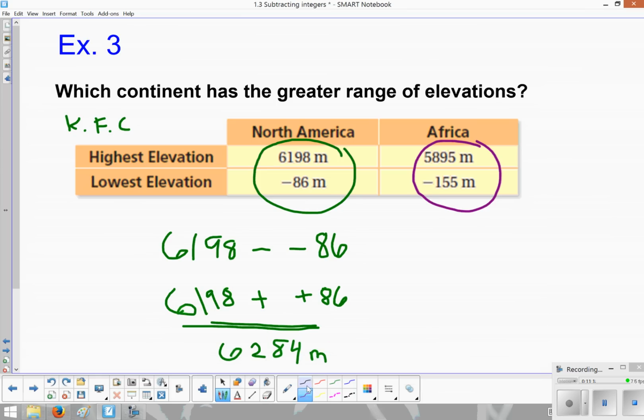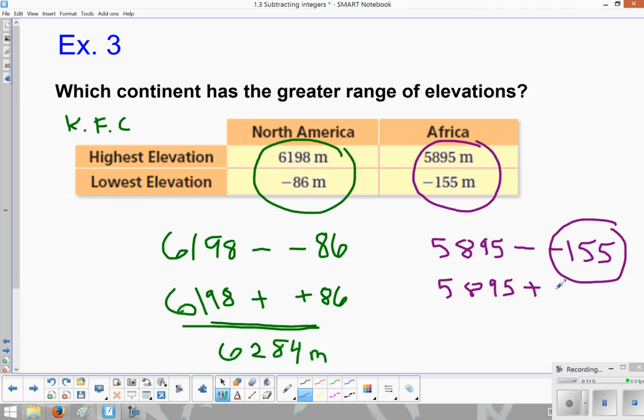Let's go ahead and do the comparison for Africa. So we're going to find the difference or the range in elevations by looking for their difference. We're going to take the highest, 5,895, and we're going to compare it by subtracting the lowest. Notice I put subtract negative 155. So to do that, we're going to do keep. So keep the first number the way it is, 5,895. Sorry about that. Flip, because we're going to take the subtraction, put it into addition, and change the second number into the opposite. So the opposite of negative 155 is positive 155.